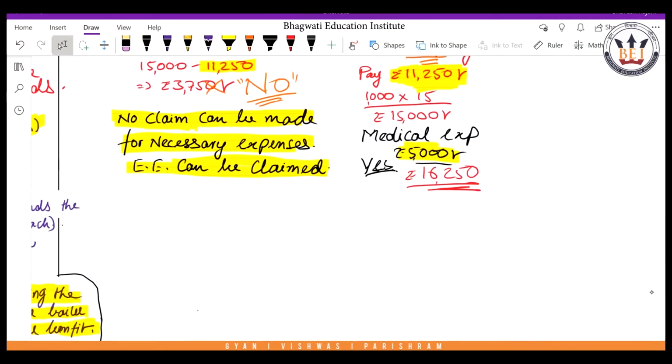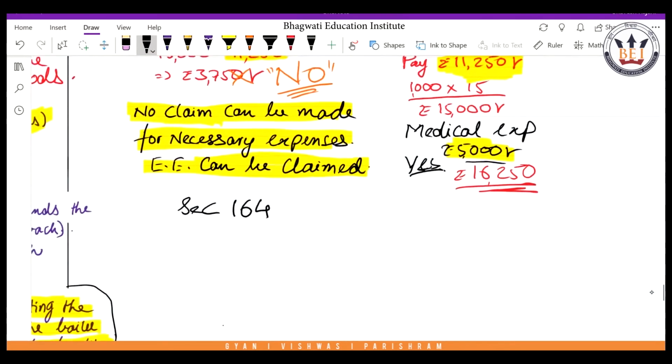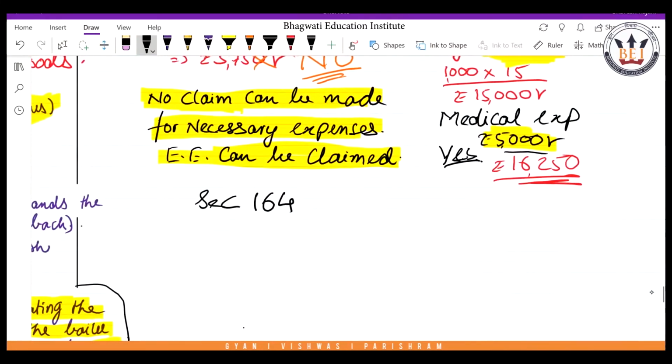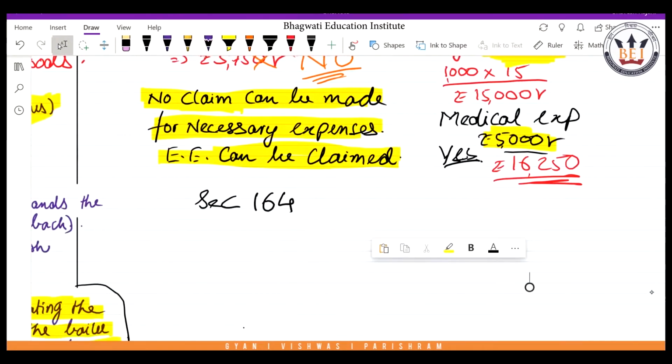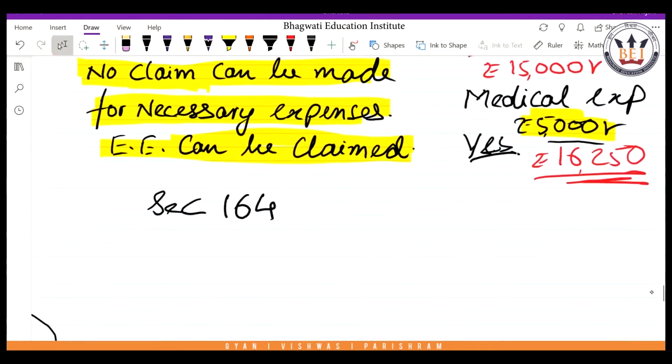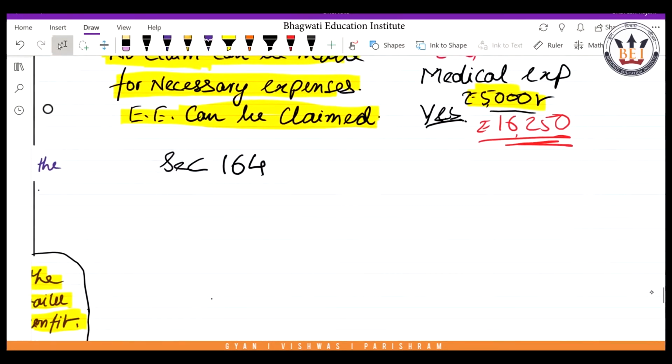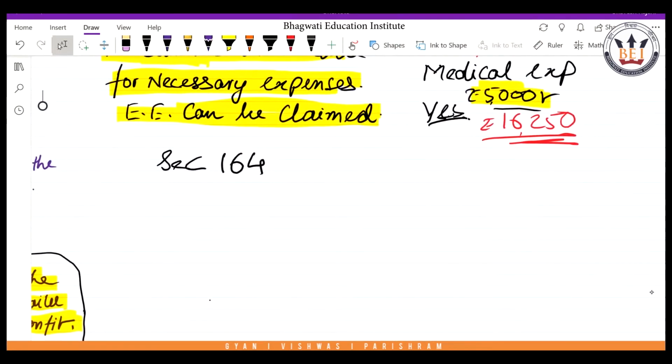164 talks about defective title. So we'll do section 164. 164 talks about defective title, right? Some page adjustment that we are done with. Going to section 164. So what does the defective title section say?